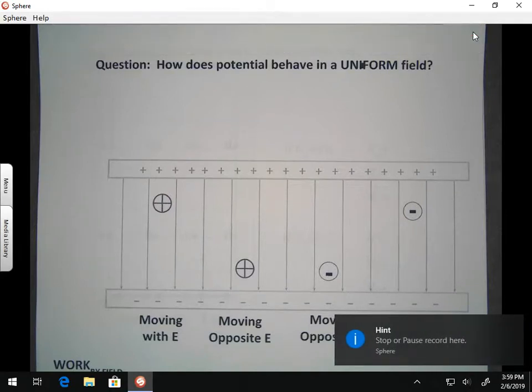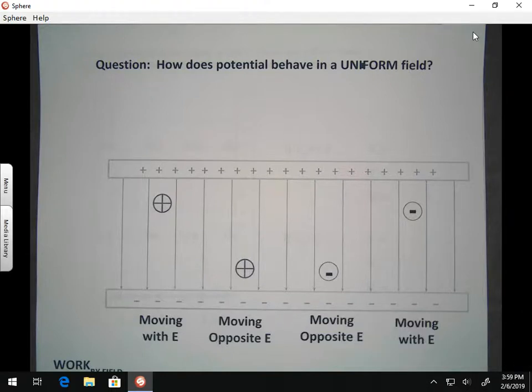In this video, we are going to consider the question, how does the electric potential behave in a uniform electric field? We know from our study of electricity that the uniform electric field is probably the simplest one to deal with mathematically because it has the same strength everywhere and the same direction everywhere. And so what we're going to find is that the electric potential is also going to change in a very simple way. And so our goal here is to figure out what that way is.